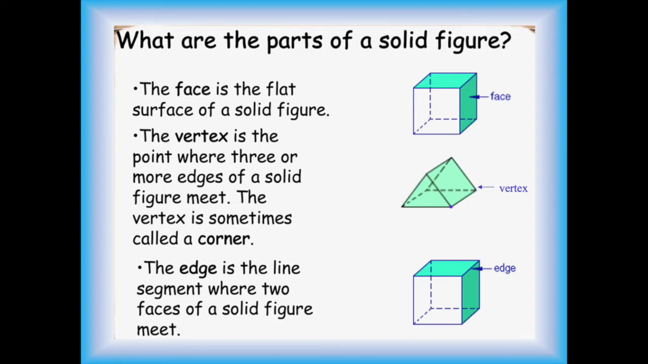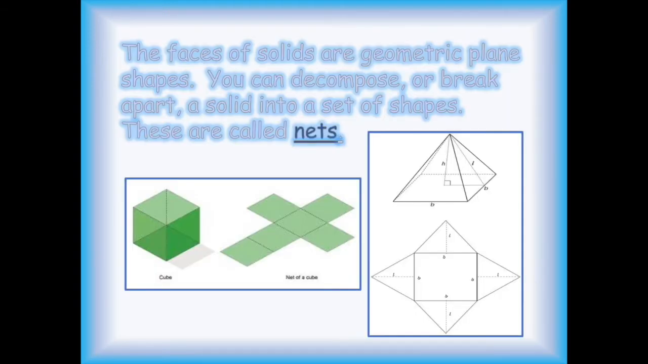And the last attribute that we're going to be looking at is the edge. The edge is the line segment where two faces of a solid figure meet. So look on that cube where two of the squares meet in a straight line is called the edge. Your job this year was to know the shapes and how many faces, vertices, and edges each has. Let's look more into the faces.